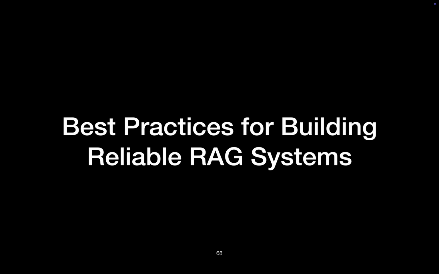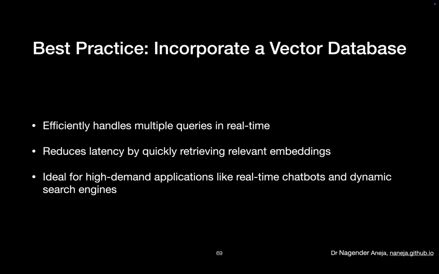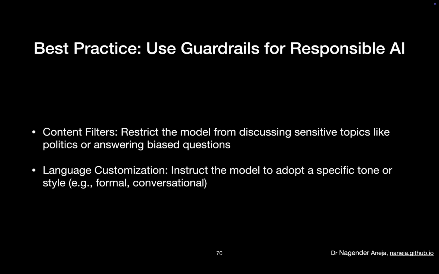So what are the best practices for building RAG systems? First, incorporate a vector database. We have not used one in this lecture, but of course it's highly helpful and encouraged to use a vector database that can handle multiple queries in real time. If you are deploying it for a customer or different physicians, a vector database will be highly efficient. Multiple queries from multiple users can be answered in real time, and it can also reduce latency by quickly retrieving relevant embeddings. It's ideal for high-demand applications like real-time chatbots or dynamic search engines.